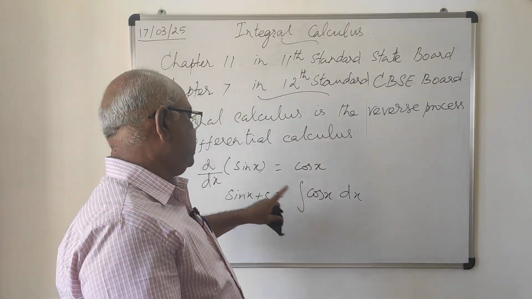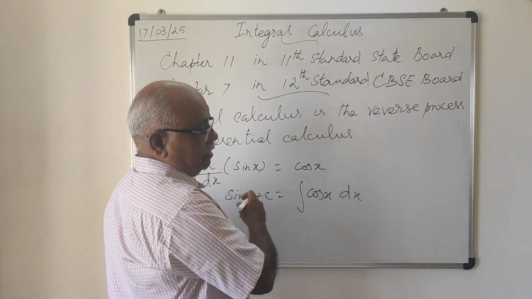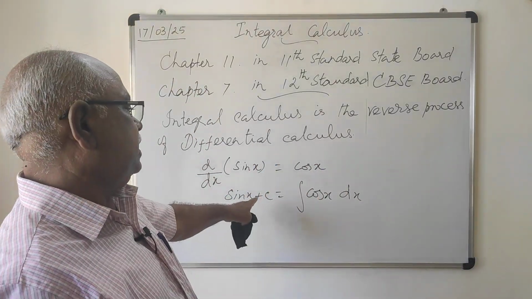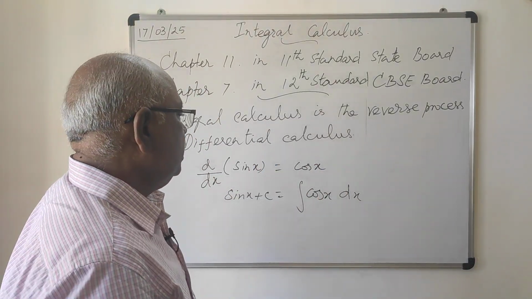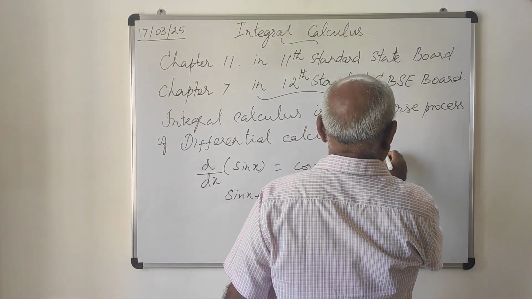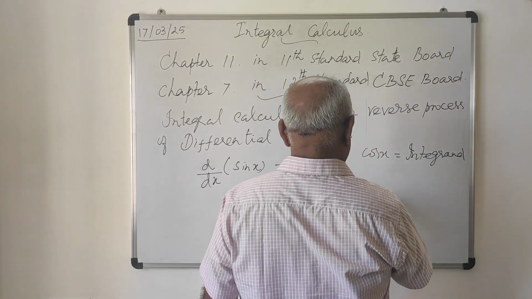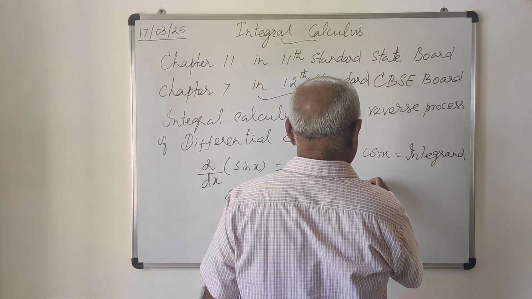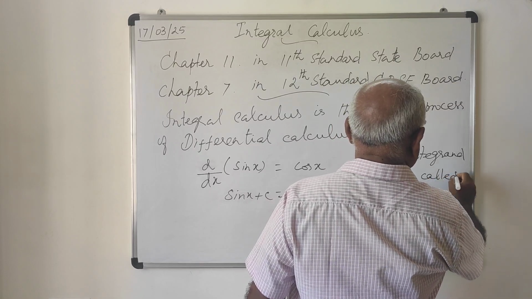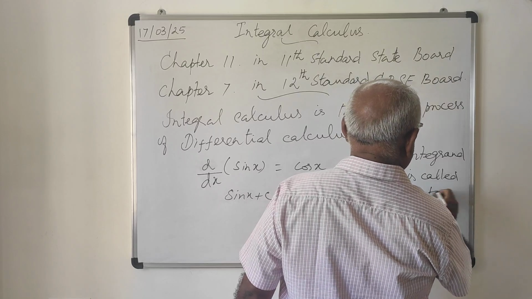On integrating cos x, we get sin x plus some integrating constant c. Why? Because this is an indefinite integral. If the limits are given, this integral becomes a definite integral. In that case, c cannot exist. So, cos x is called the integrand, and the x in dx is called the integrator.